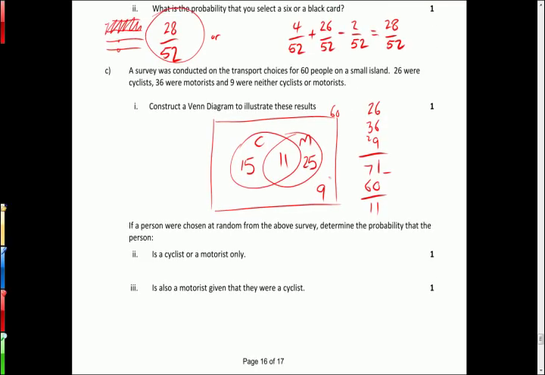Now, if a person were chosen at random from the above survey, determine the probability that the person is a cyclist or a motorist only. So, is a cyclist or a motorist only? Not both, not neither. Cyclist or motorist only. Well, it's 15 plus 25, which is 40, out of the total number of people in the survey. Simplify it if you want.